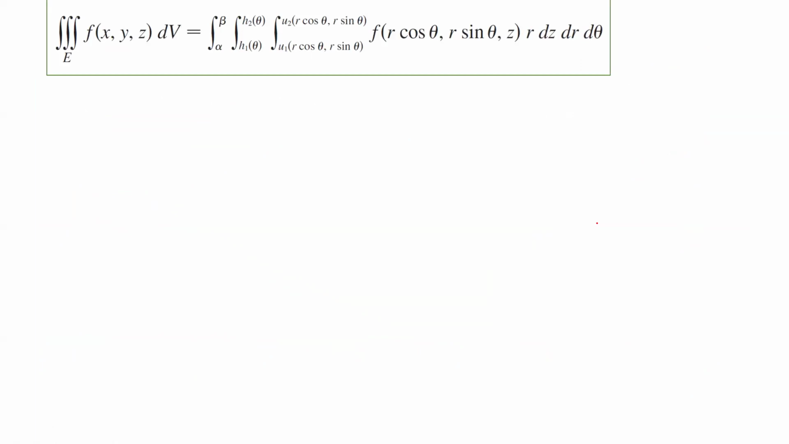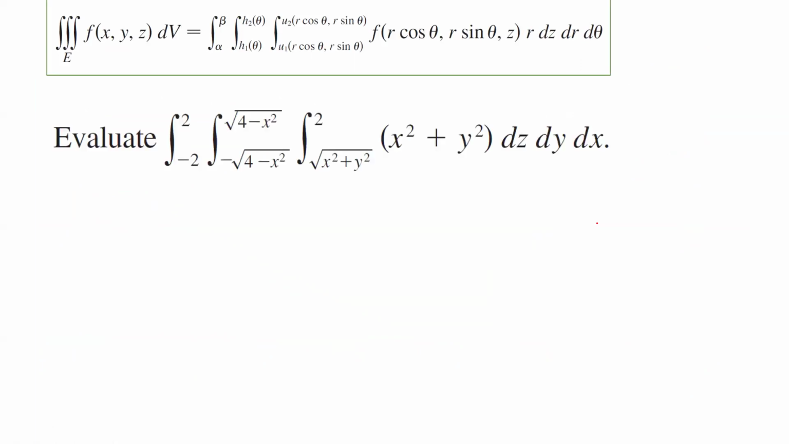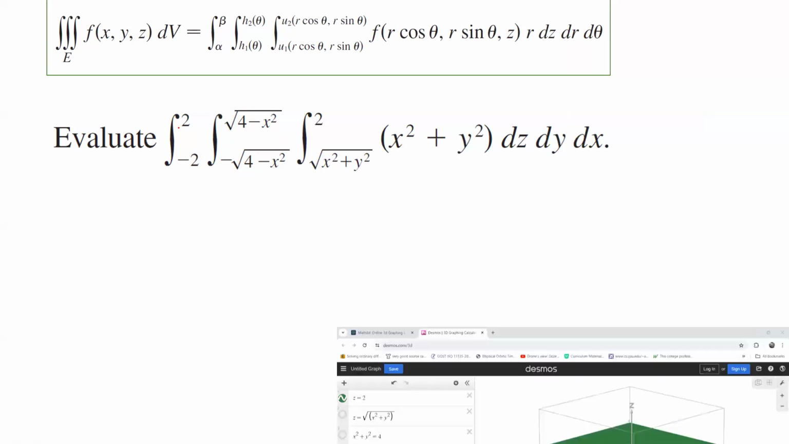So this is the formula that we introduced for cylindrical coordinate system. Question says evaluate the triple integral of x squared plus y squared dz dy dx. Your z is bounded between square root of x squared plus y squared and 2. Y is bounded between negative square root of 4 minus x squared and square root of 4 minus x squared, and x is bounded between -2 and 2.